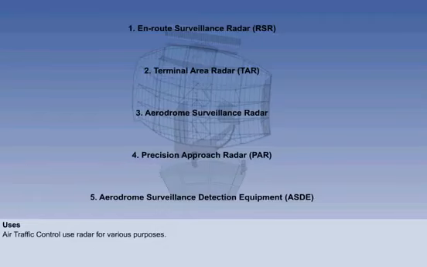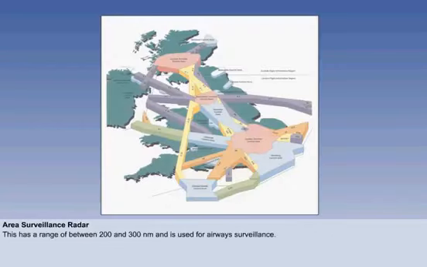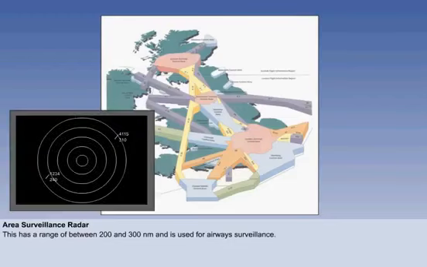Let's look at each one of these in turn. Area surveillance radars, also called en route surveillance radars, are used for long range, particularly for airway surveillance, to provide the range and bearing of aircraft. Additional information, such as the aircraft's unique code and flight level, is provided by secondary surveillance radar, which we will discuss in more detail in a later lesson.